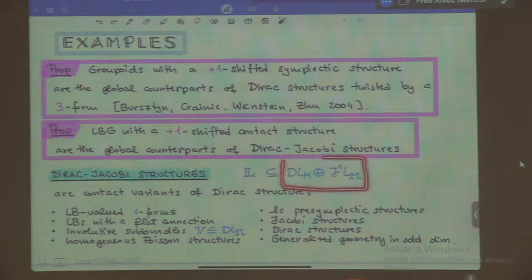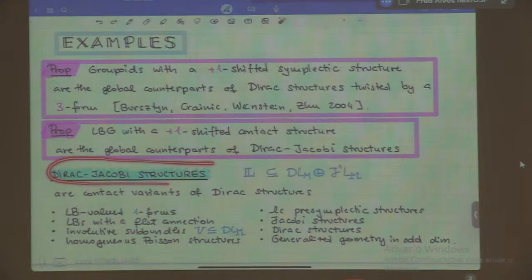If you take this direct sum, it turns out that this is a Courant algebroid-like object, and Dirac-Jacobi structures are just Lagrangian subbundles of this Courant-like algebroid, which are additionally involutive in an appropriate sense. And these Dirac-Jacobi structures are interesting because they are very flexible objects. They actually encode several different geometric situations.